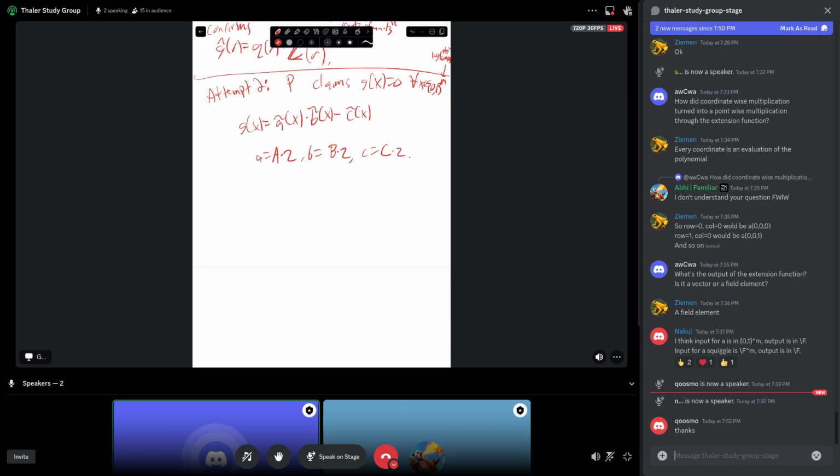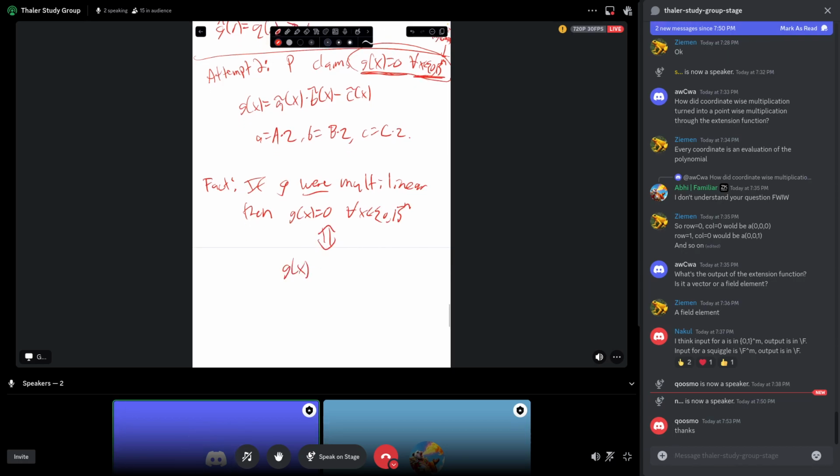If you just apply SumCheck to g, the problem is that g of x could be nonzero for some Boolean x's, but when you sum them all together, they cancel out to 0. So how to address that? We've already seen a hint of how. Let me state a fact: if g were multilinear, which it's not, then g of x equals 0 for all x in {0,1}^m is actually equivalent to g being the 0 polynomial.